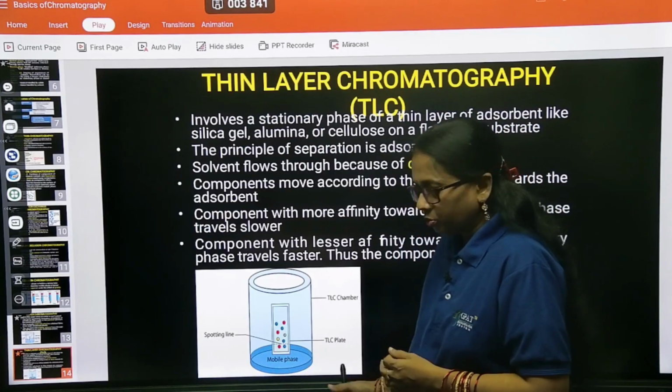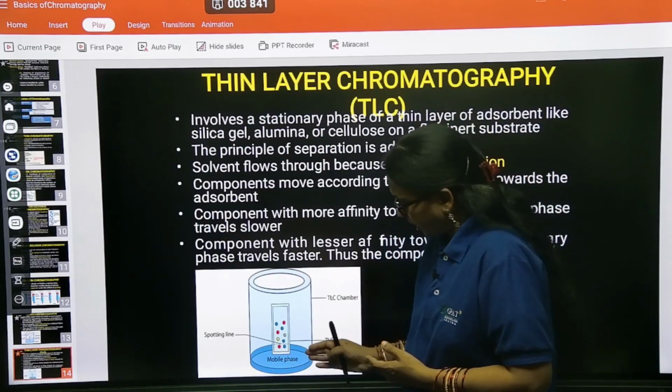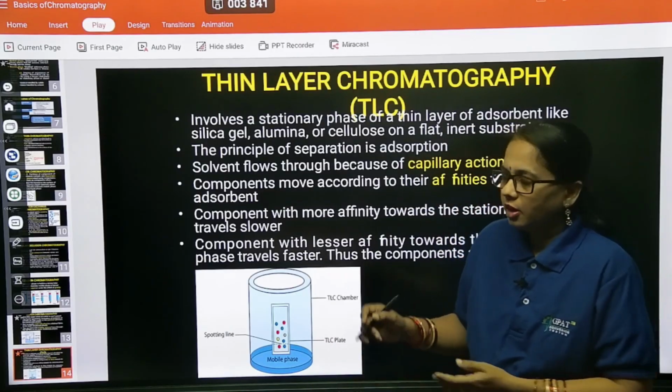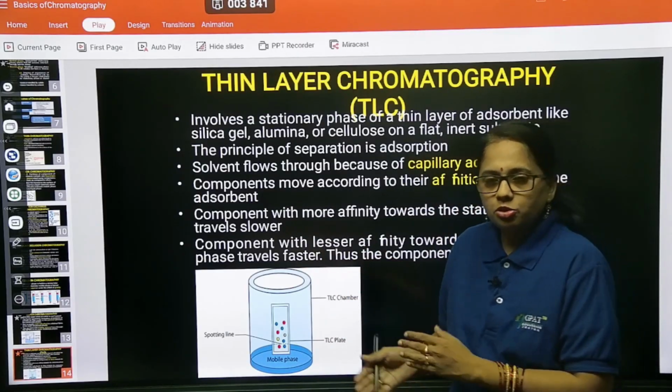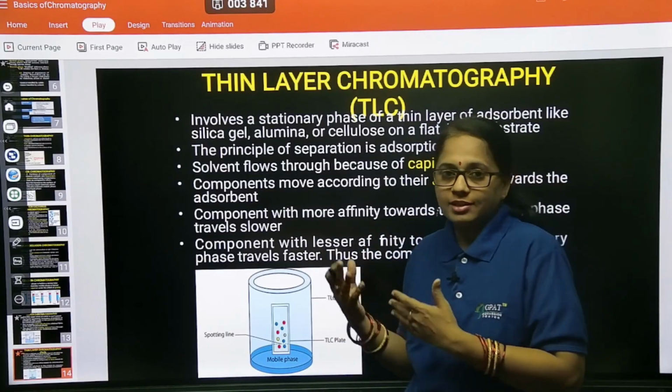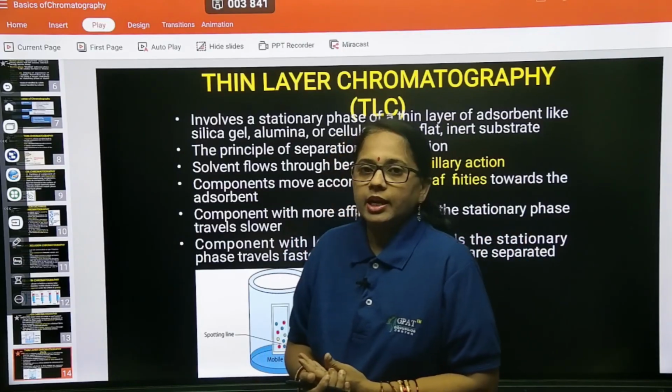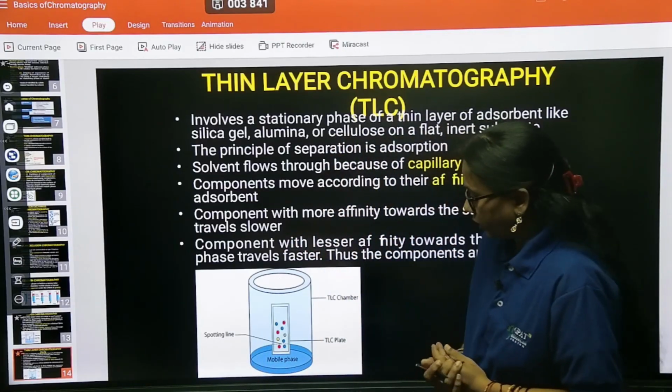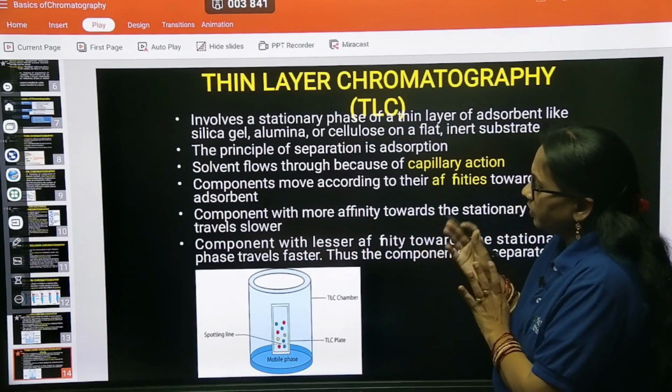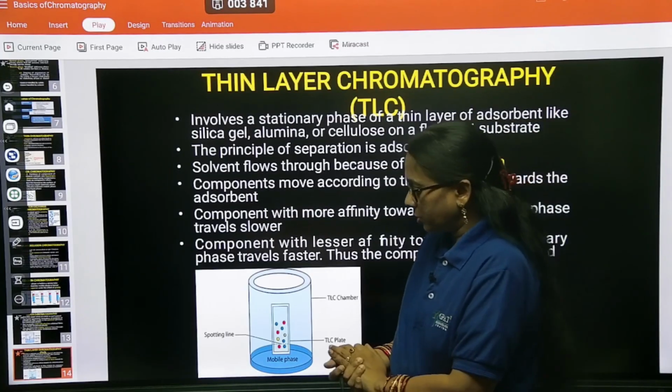So here also we put the mobile phase at the bottom of the chamber or sometimes at the top of the chamber. In this TLC we use ascending type of chromatography, and descending type of chromatography also we can perform. Same as paper chromatography, TLC is also performed.